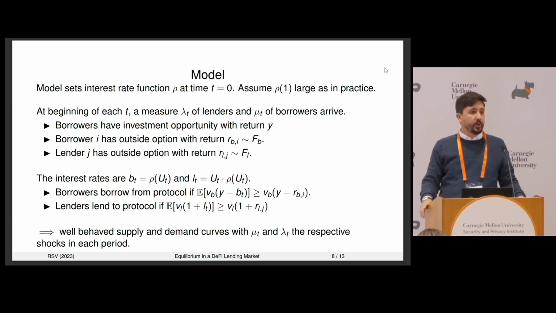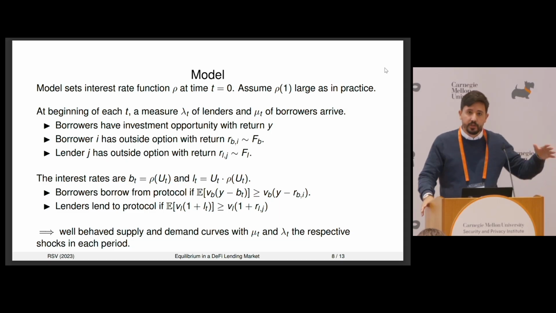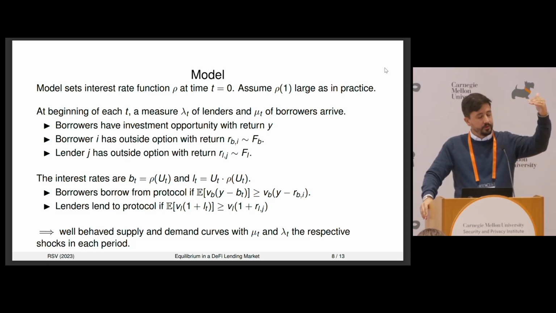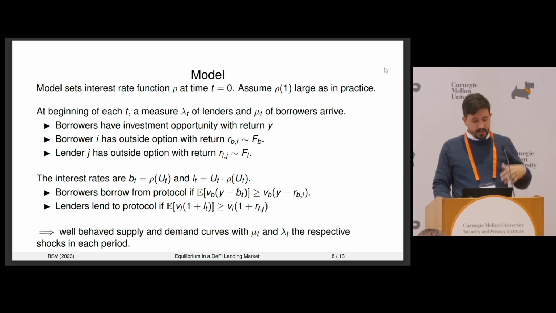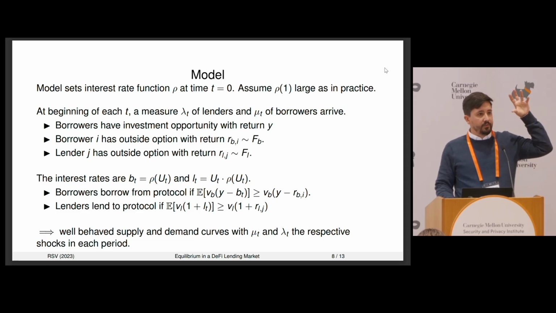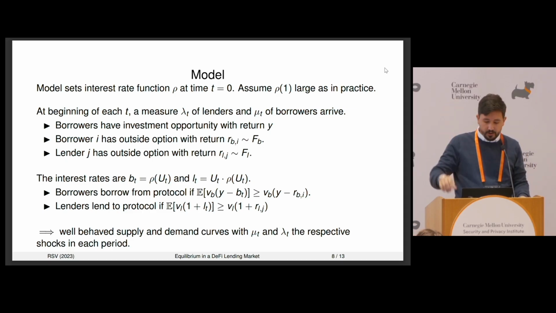So just to have a quick look at the model, right? We're assuming you have a platform. They're going to set their interest rate function at time 0. It's never going to be updated, and again, it only depends on utilization. We're going to assume the interest rate at 100% is prohibitively large, as in practice. And then at the beginning of each period, you're going to have a measure of lenders that arrive to the market and a measure of borrowers that arrive.